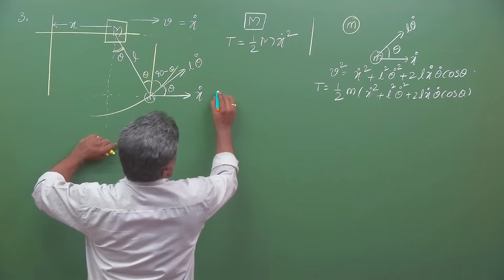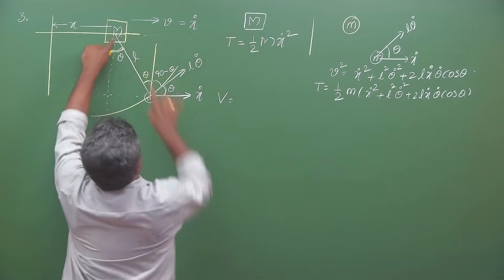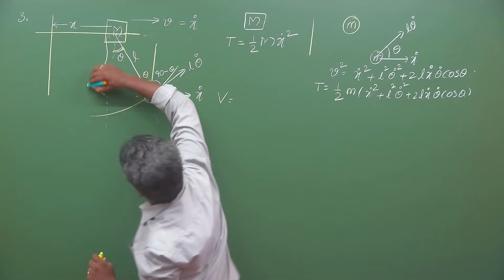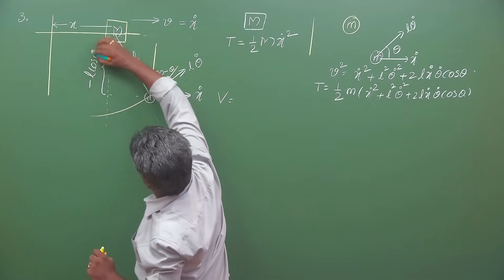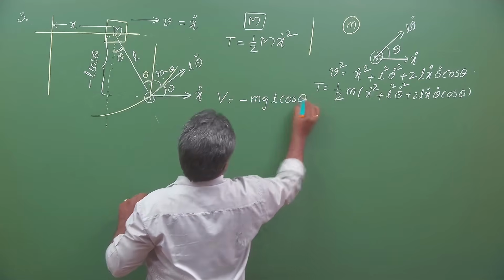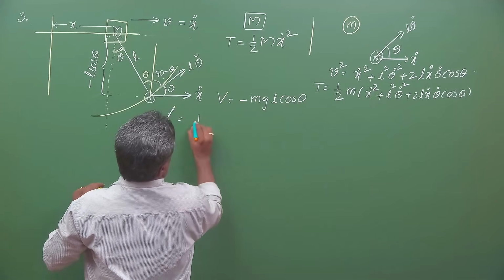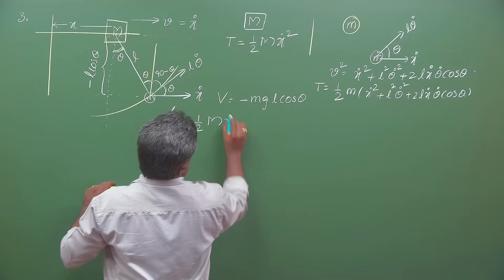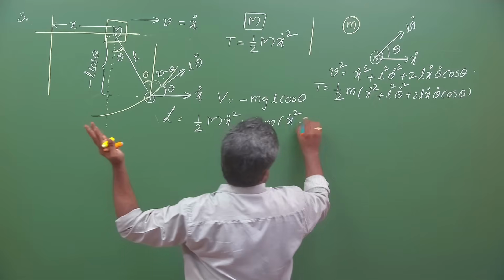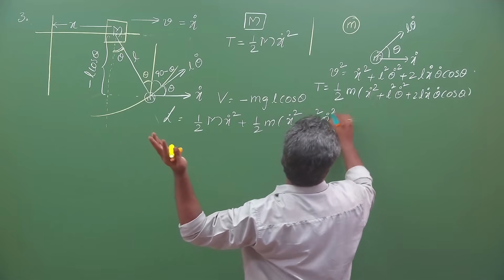That's it. And the potential energy: no potential energy for capital M, small m only. This is L and this is theta. How much? Super. Minus mgL cos theta. Now the Lagrangian equals half capital M x dot square plus half small m x dot square plus L square theta.